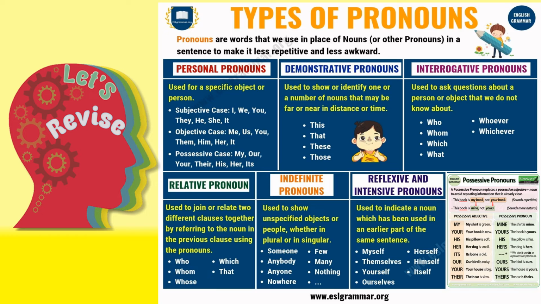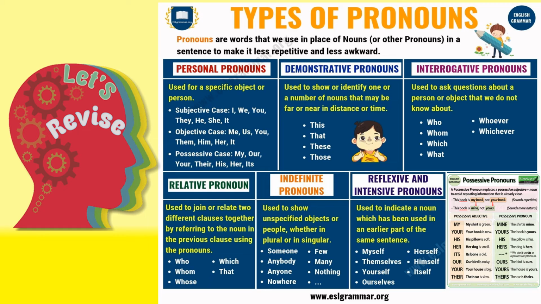Then we come to indefinite. After demonstrative, let us go to indefinite. Used to show unspecified objects or people, whether plural or singular. Sometimes we say somebody, anyone, nowhere. Sometimes we also say few, many, nothing. All these are also indefinite pronouns. Few books. We don't know how many. We say few books.